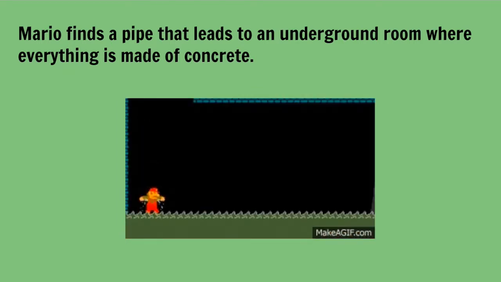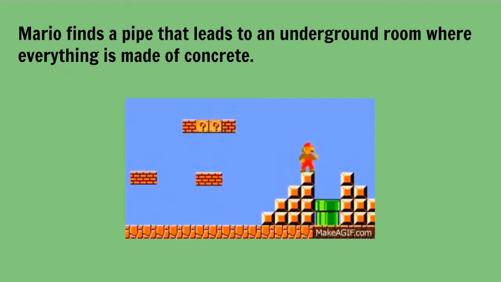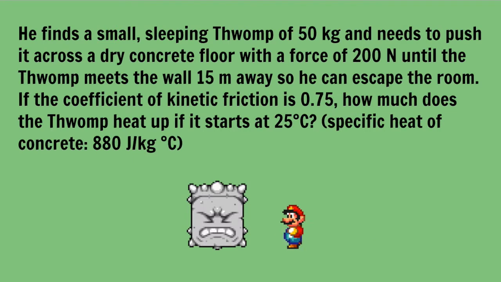Mario finds a pipe that leads to an underground room where everything is made of concrete. He finds a small sleeping thwomp of 50 kilograms and needs to push it across a dry concrete floor with a force of 200 newtons until the thwomp meets the wall 15 meters away so he can escape the room.